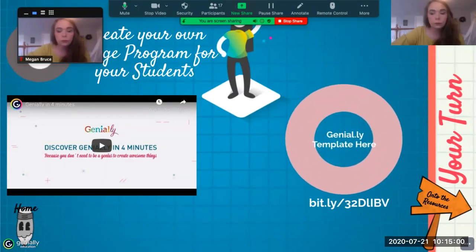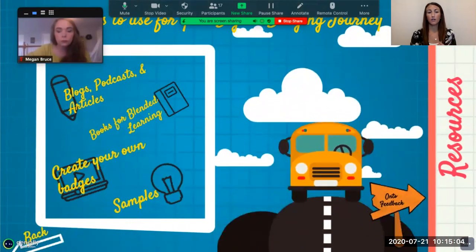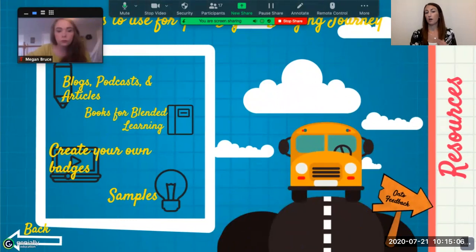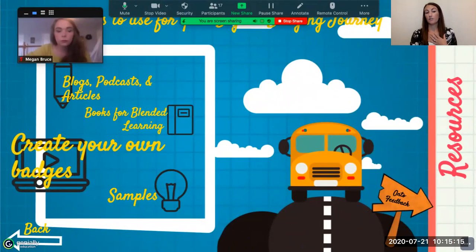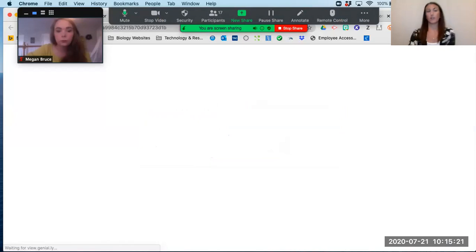The other thing I did provide for you, and I'll come back to this slide, is other resources for you guys that you can click on. It's just blogs and podcasts and articles where a lot of my information has come from, books that I've read, and then some websites for creating your own badges if you don't want to do stickers like I did, and my samples. So in the samples, I'll show you guys before you get started.